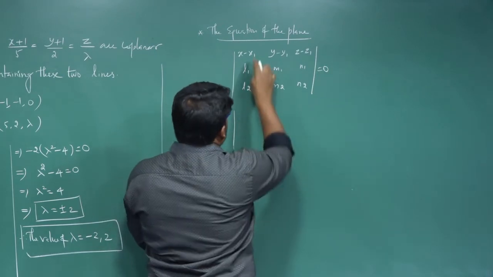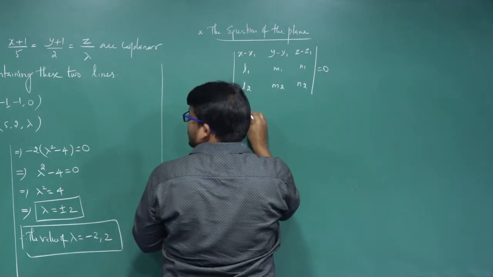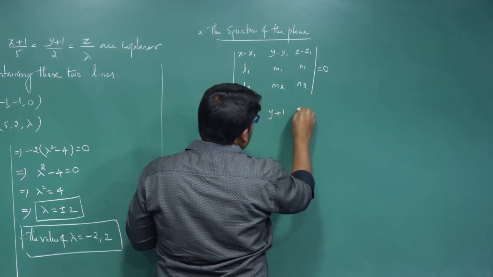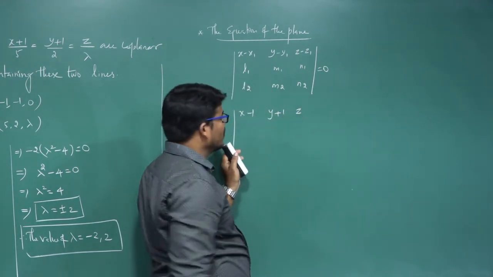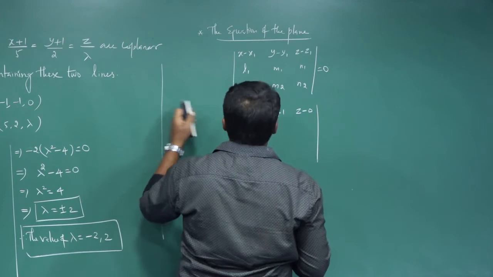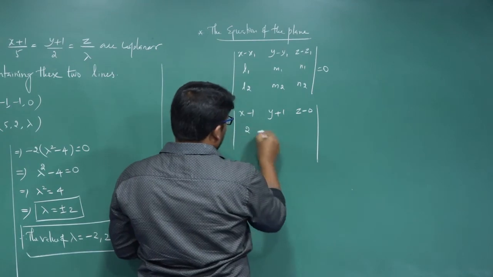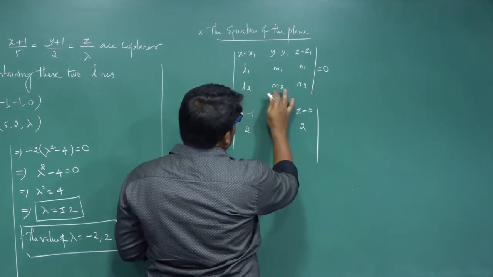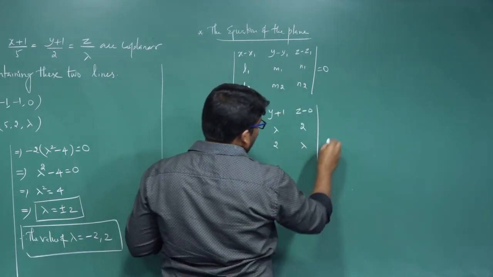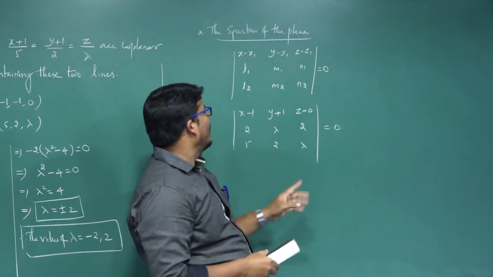Now substituting the x1, y1, z1 values: x minus 1, y plus 1, z minus 0. Next one, L1, M1, N1 is 2, lambda, 2, and L2, M2, N2 is 5, 2, lambda, equal to 0. That is the equation of the plane.